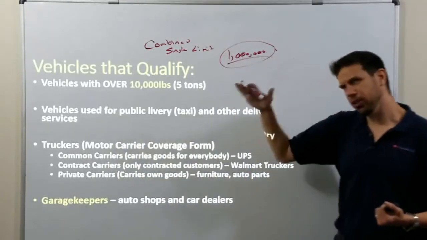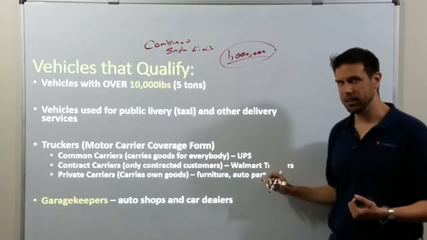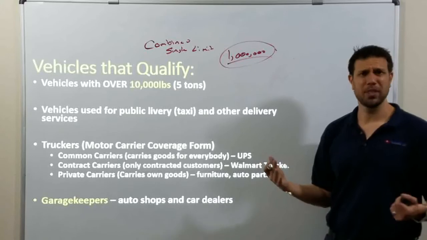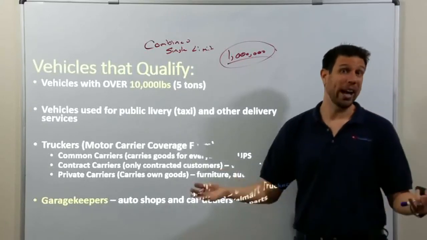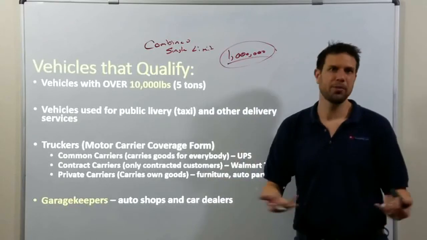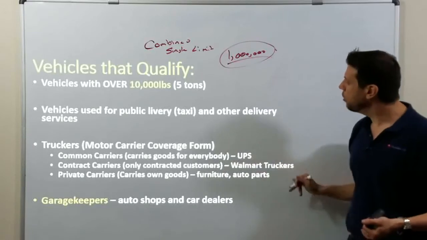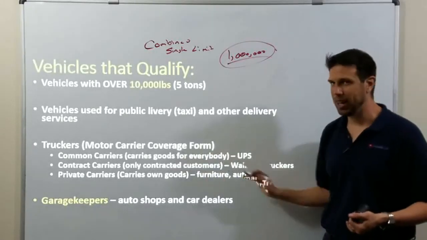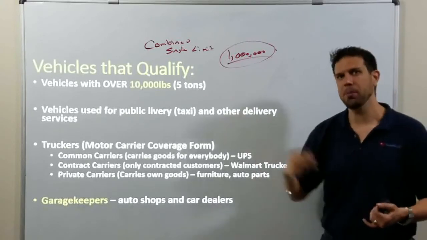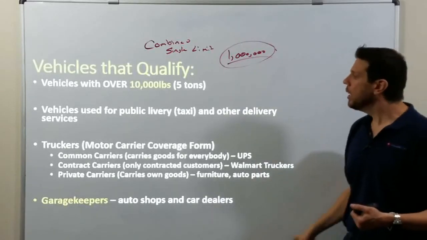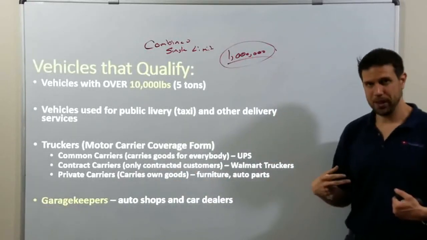Contract carriers are a little bit lower risk. They only carry goods for things that they have contracts with. Grocery stores. Their truckers usually know what's in the back: groceries, food, produce, things like that. But those trucks only carry for the people they have contracts with. If I call up Walmart and say, hey, can I put something on the back of your truck? They'll say no.